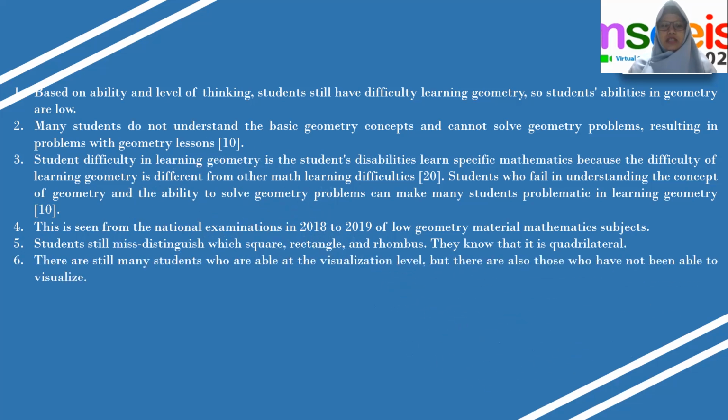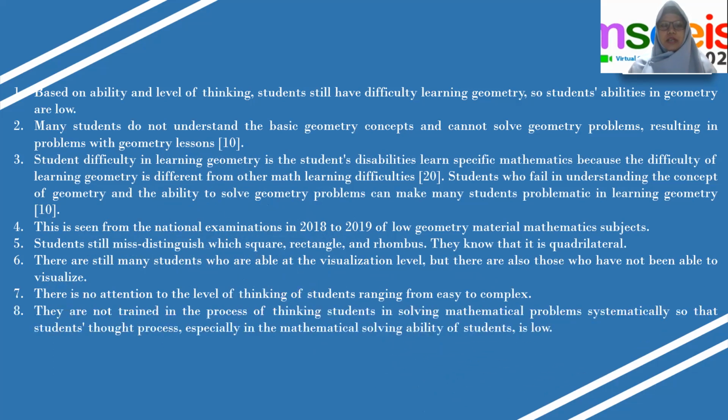Number 6, there are still many students who are able at the visualization level, but there are also those who have not been able to visualize. Number 7, there is no attention to the level of thinking of students, ranked from easy to complex. Number 8, students are not trained in the thinking process of solving mathematical problems systematically, so the mathematical problem solving ability of students is low.